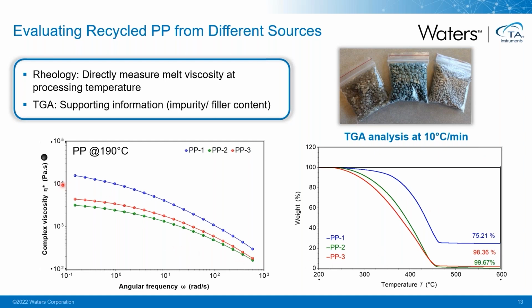The direct rheological measurement provides the melt viscosity information at the extrusion shear rates. And also, with the combination of using the TGA analysis, we can get a better understanding of their flow behavior. The reason why sample 1 shows higher melt viscosity compared to the other two samples is because this particular resin contains about 25% of the inorganic filler.